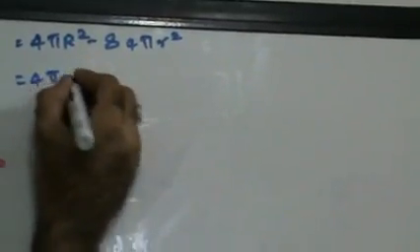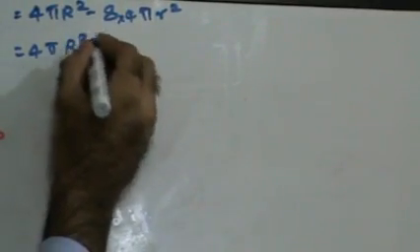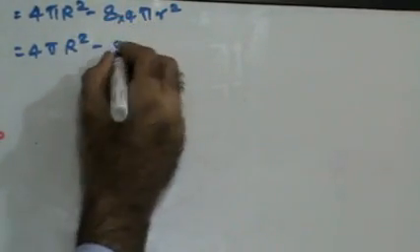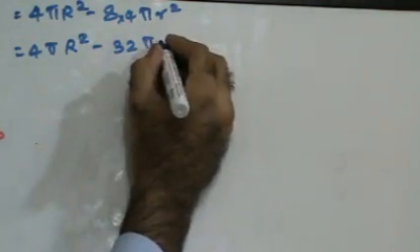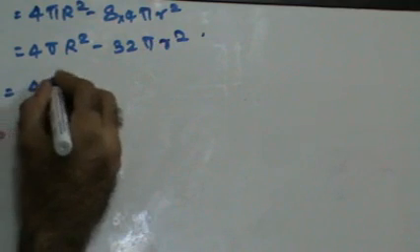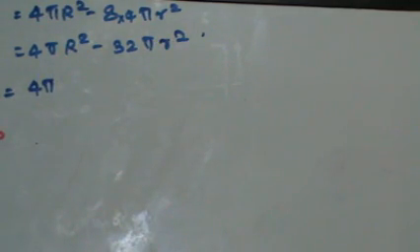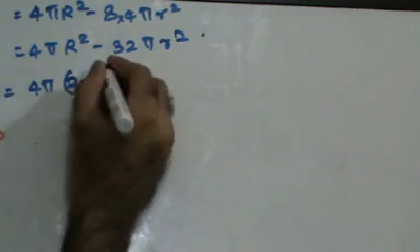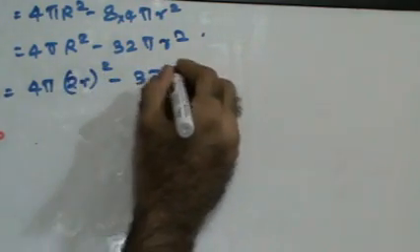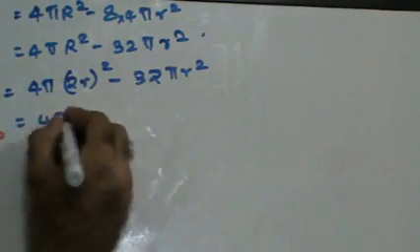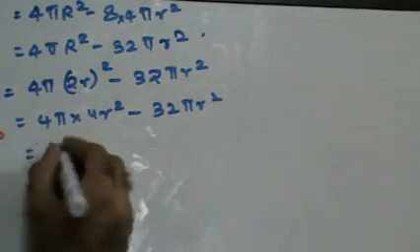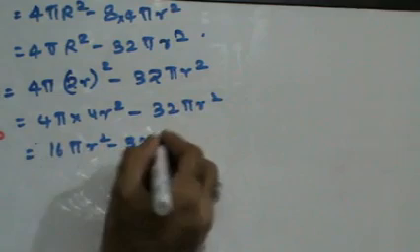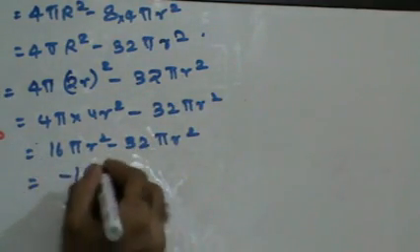This is 4 pi R square minus 32 pi r square. The value of capital R is this, so we leave this as it is. I could take 4 pi. The value of capital R you found out is 2r, the whole square, minus 32 pi r square. 4 pi into 4r square minus 32 pi r square. 16 pi r square minus 32 pi r square. That's minus 16 pi r square.